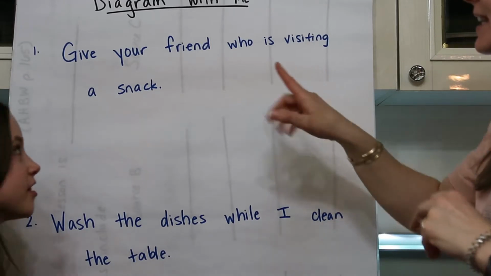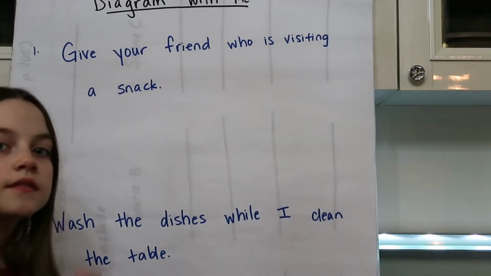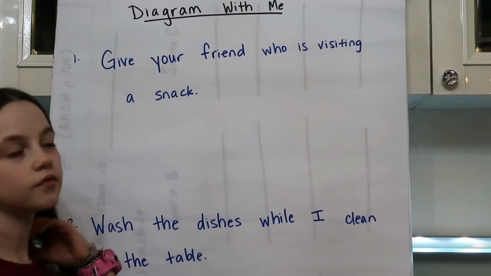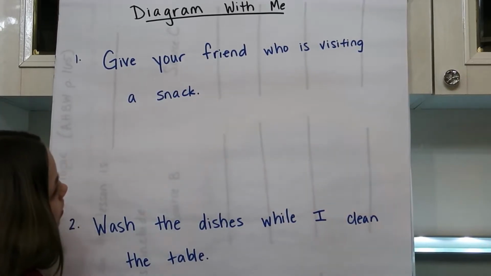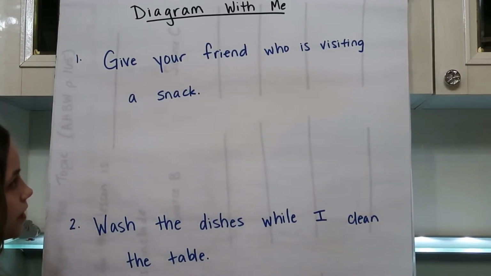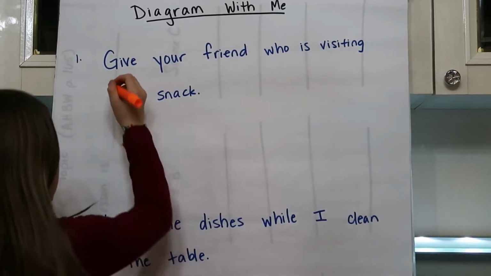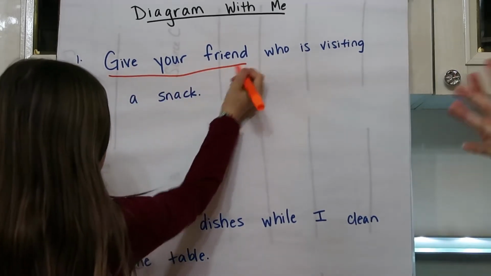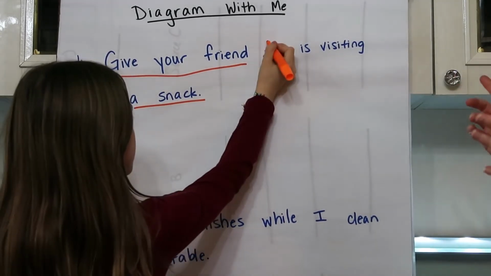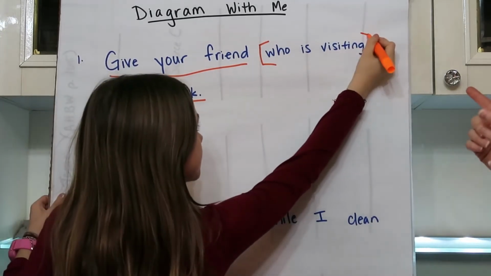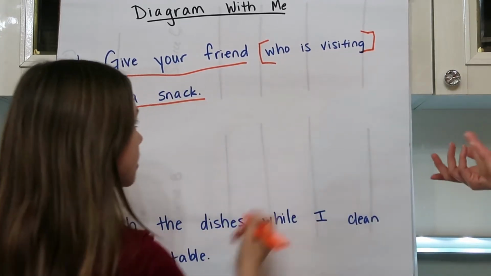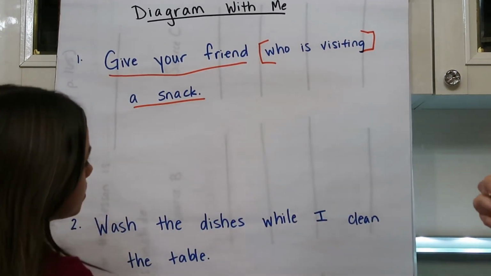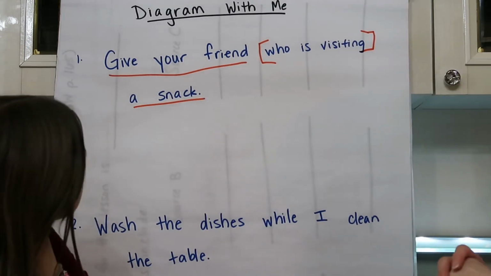All right, so Lily, can you identify any independent clauses or dependent clauses there? Give your friend a snack. Good, that is the what? Independent or dependent? Independent. Yes, that's right, that's why you're underlining it. So what is the next one? Who is visiting? Dependent. Yes, dependent, also known as subordinate. Very good.